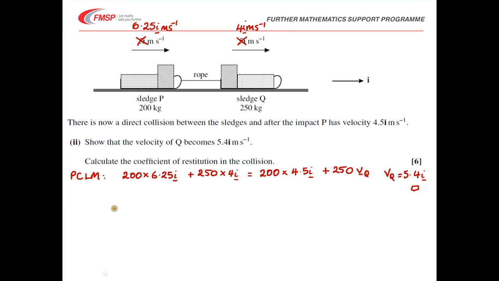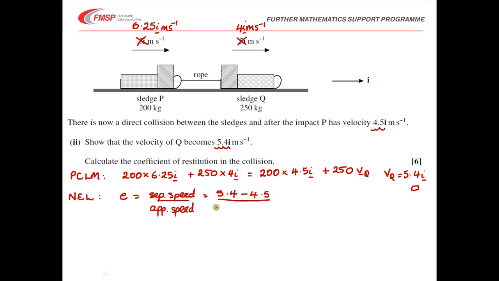We then have to find the coefficient of restitution in the collision. Well, it's a bit of a dead giveaway if we're looking for coefficient of restitution that we're going to have to use Newton's experimental law. That states that coefficient of restitution is equal to separation speed over approach speed. Now, both sledges are going in the same direction as each other, both before and after the impact. So our separation speed, if VQ is going at 5.4 meters per second, and P is also moving towards Q at 4.5, then their separation speed is going to be 5.4 minus 4.5. The 5.4 is moving away from P, so it's contributing to the separation speed. The 4.5 is towards Q, so it's reducing the separation speed, so it becomes a negative.